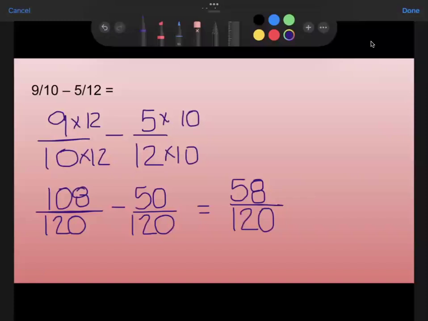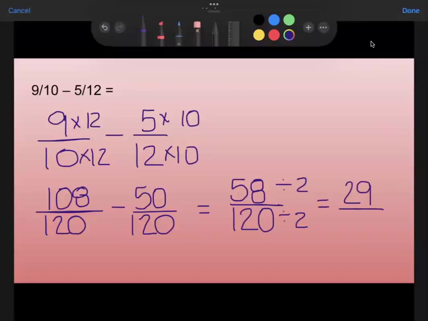The reason I know that is because they're both even numbers, both 58 and 120, which means I could divide them both by 2 to simplify that answer. So that answer is correct. 58 over 120 is just not the most simplified answer. So 58 divided by 2 ends up being 29.